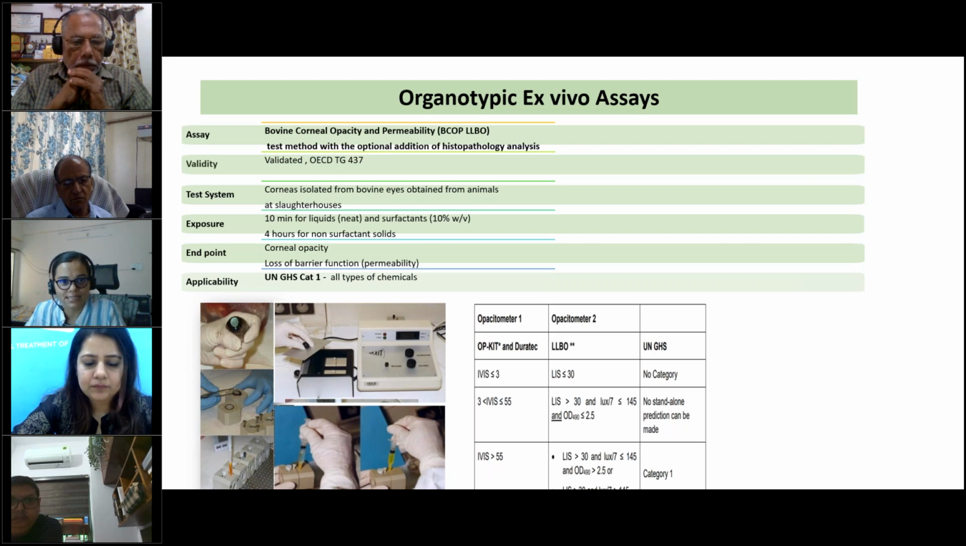And for the range in between 3 to 55 and 30 to 145 and OD 2.5, no standalone prediction can be made with this assay. Then coming to the next assay in this genre, the isolated chicken eye test, which is again validated as guideline number 438.